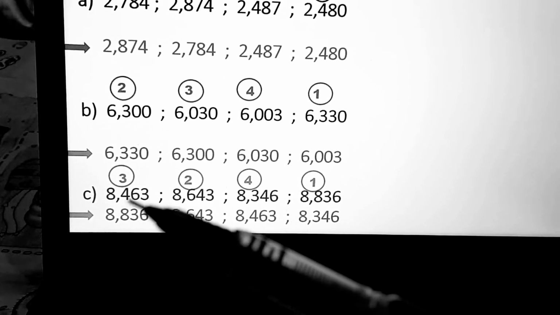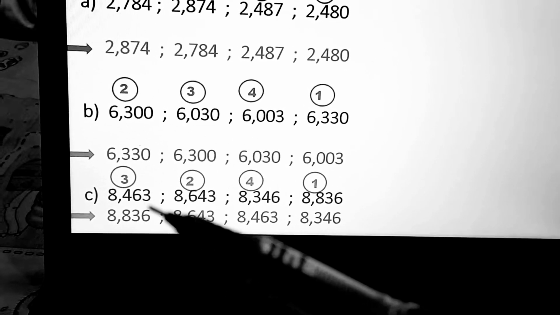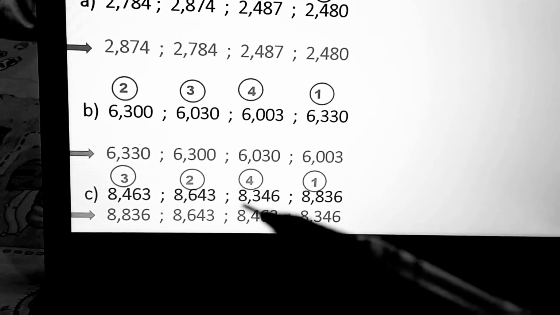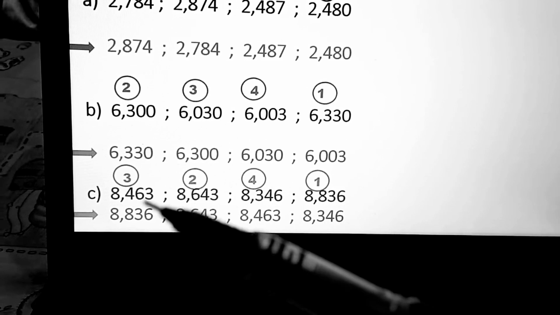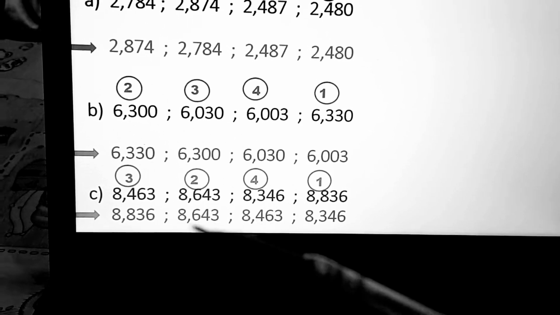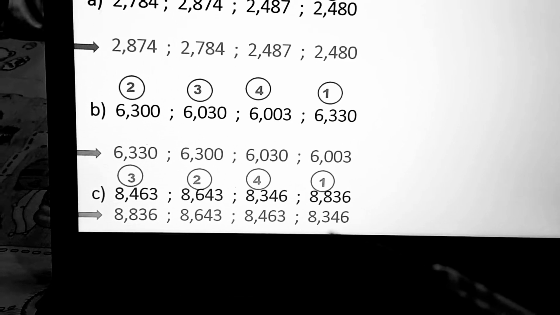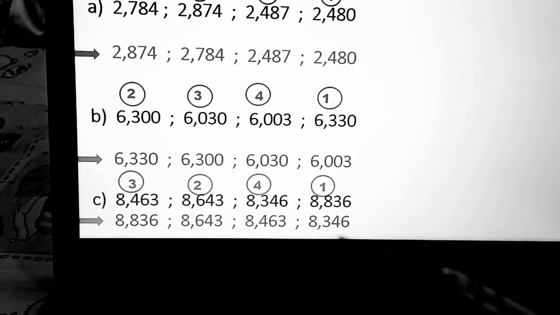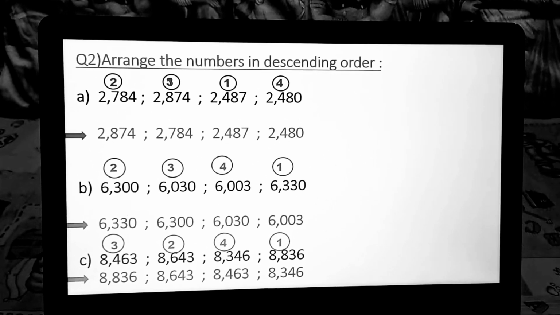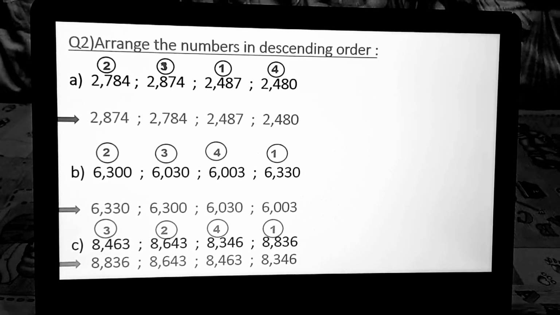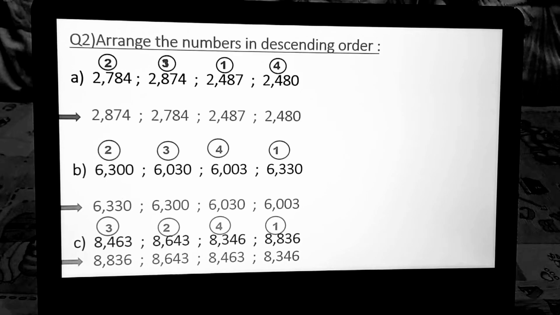Now here 8463 and 8346. So which is greatest? Yes, is this number 8463 and this number we write at last. Clear? So here children, in the descending order we have to arrange numbers from greatest to smallest. Okay, we have already done this thing.